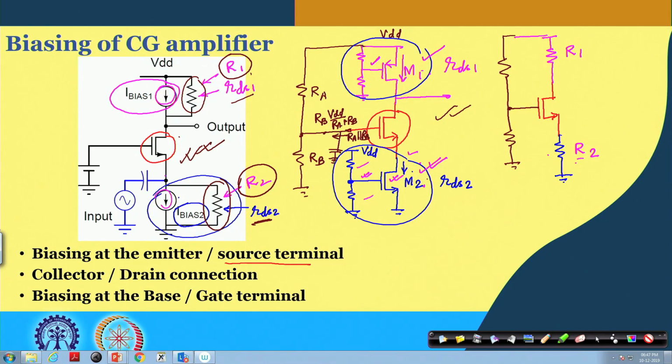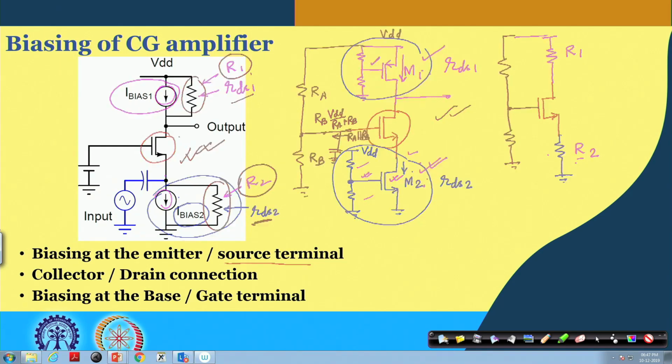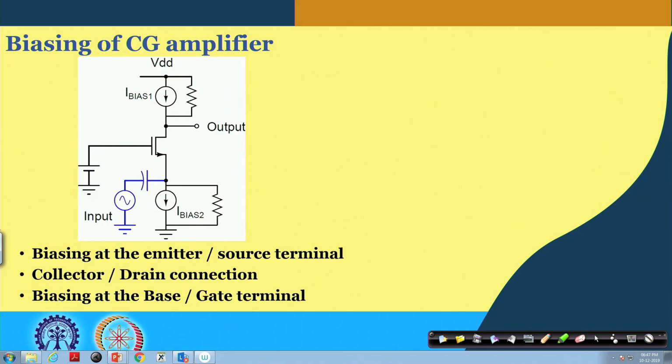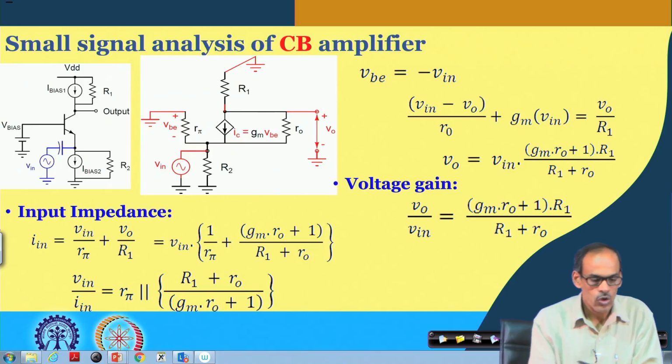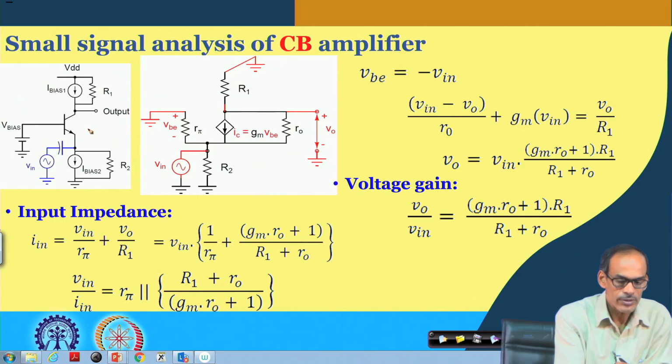So, welcome back after the short break. We are talking about the biasing of common gate and common base circuits. Now, we are going to discuss the small signal analysis. So, let me go to the corresponding circuit here. Yeah. So, we do have the common base circuit here.